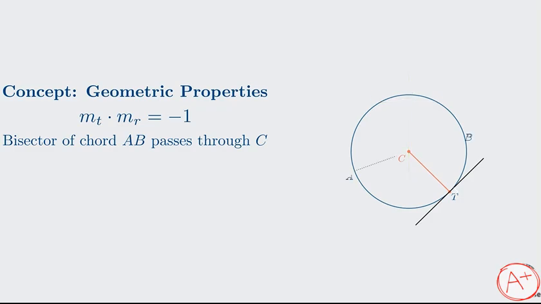Third, the angle in a semicircle is a right angle. If AB is a diameter, any point P on the circumference forms a right-angled triangle APB. This implies the gradient of AP multiplied by the gradient of BP equals -1. Knowing these allows you to set up equations without needing the full circle formula initially.